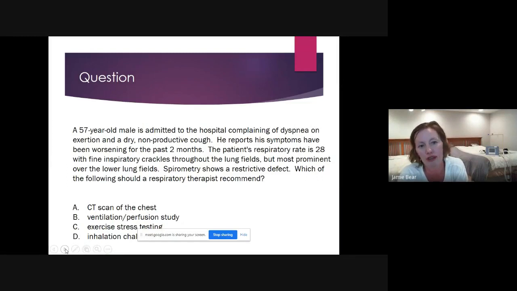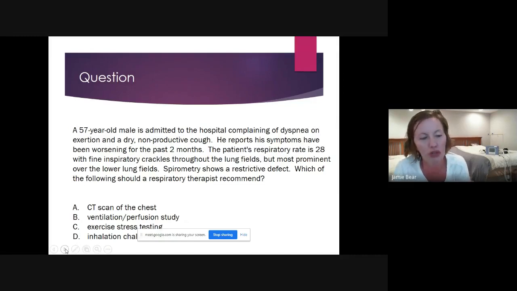A 57-year-old male admitted to the hospital complaining of dyspnea on exertion and a dry, non-productive cough. Before we even go further, we can probably already think about what that is, but we're going to keep going. Okay. Reports the symptoms have been worsening for the past 2 months. The patient's respiratory rate is 28 with fine inspiratory crackles throughout the lung fields, but most prominent over the lower lung fields. Spirometry shows a restrictive disease. Which of the following should a respiratory therapist recommend?